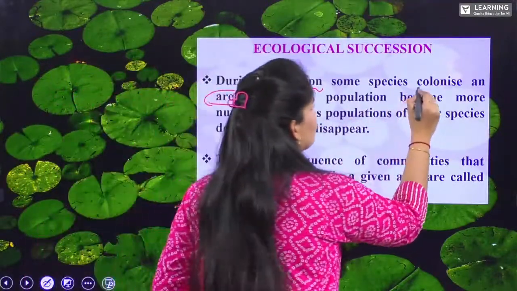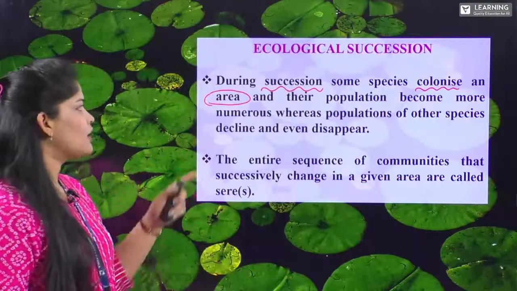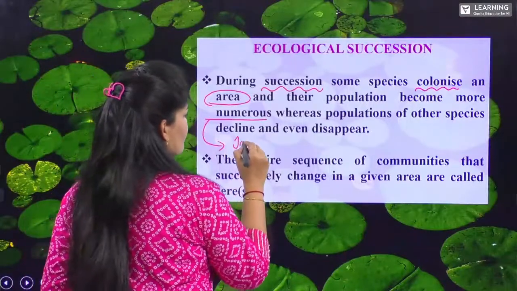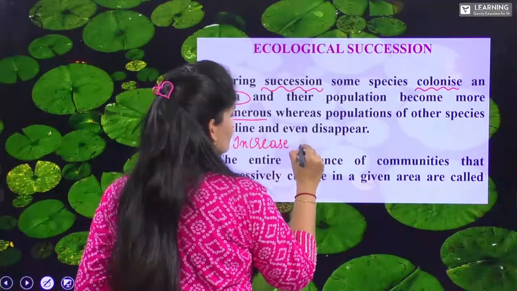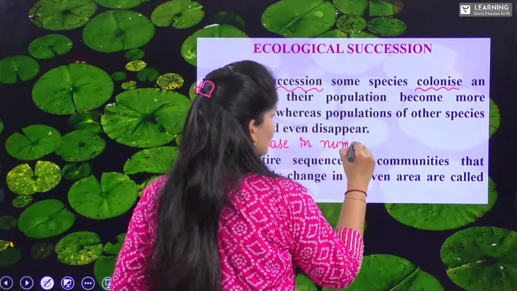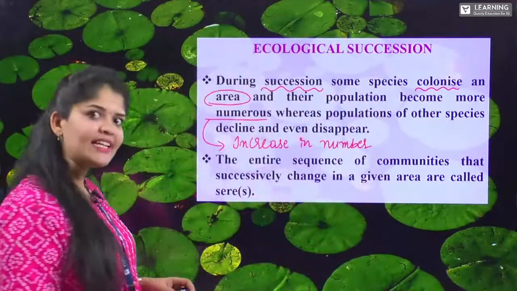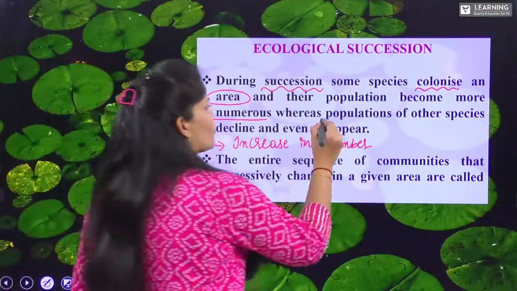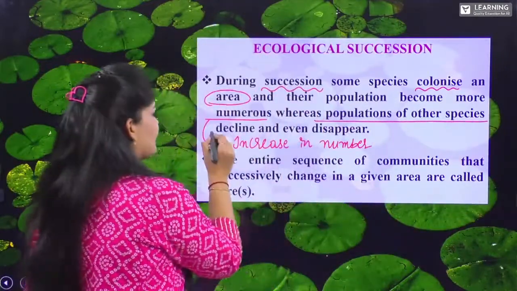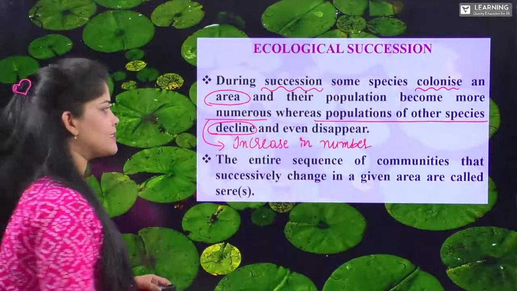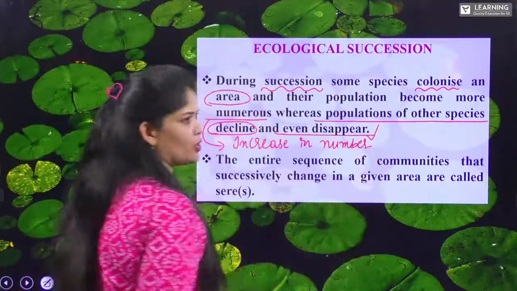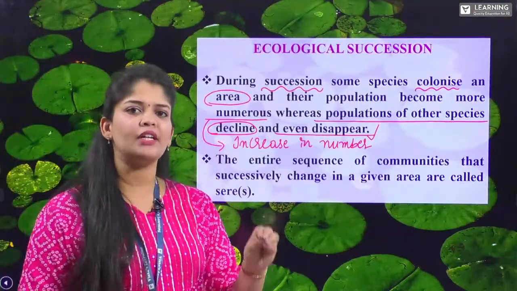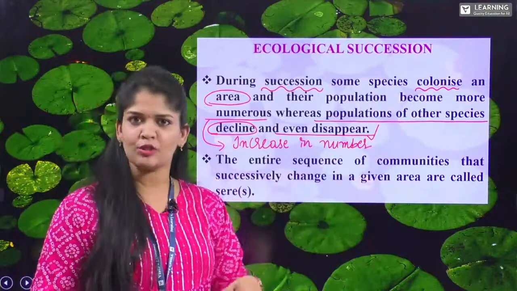Some species colonize an area. As it is colonizing, it increases in number, and its population becomes more numerous. That's an increase in number. While some species are increasing in number, the populations of other species decline. Decline is nothing but decrease, and it may even disappear completely. That means the number keeps reducing, and finally that particular species disappears.